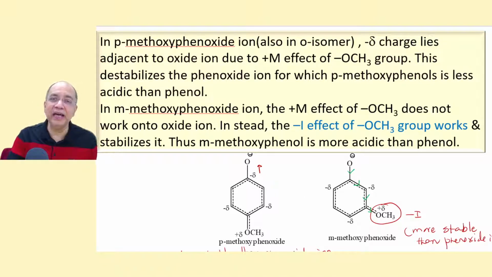So that will be shown by methoxy group at the meta position to stabilize the phenoxide ion and make it more acidic than phenol. Remember, paramethoxyphenol and orthomethoxyphenol both are less acidic because of plus M effect of methoxy group. On the other hand, metamethoxyphenol is stronger than phenol due to minus I effect of methoxy at the meta position.